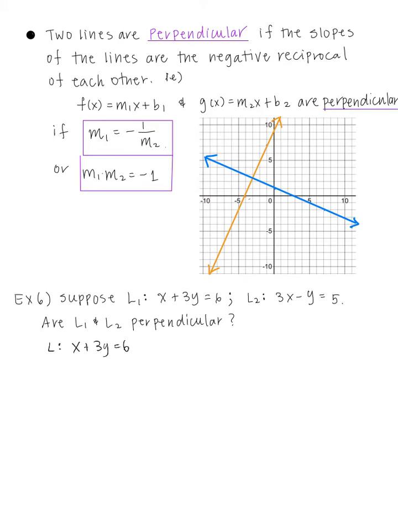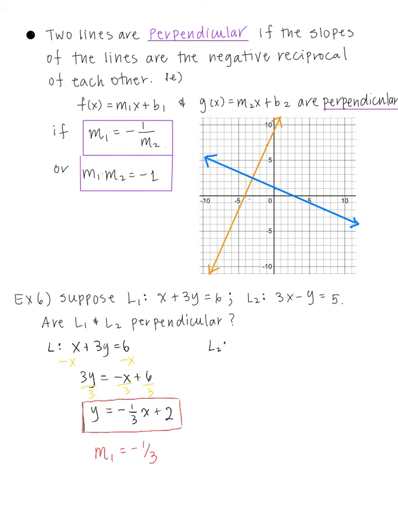Subtract x, then you're going to have 3y equals negative x plus 6. And then you have to divide by 3, which means you better divide everybody by 3. So you're going to have y equals negative 1/3 x plus 2. Let me box this because I need this equation. Now this is in slope-intercept form, and our m1 is negative 1/3. Keep that in mind.